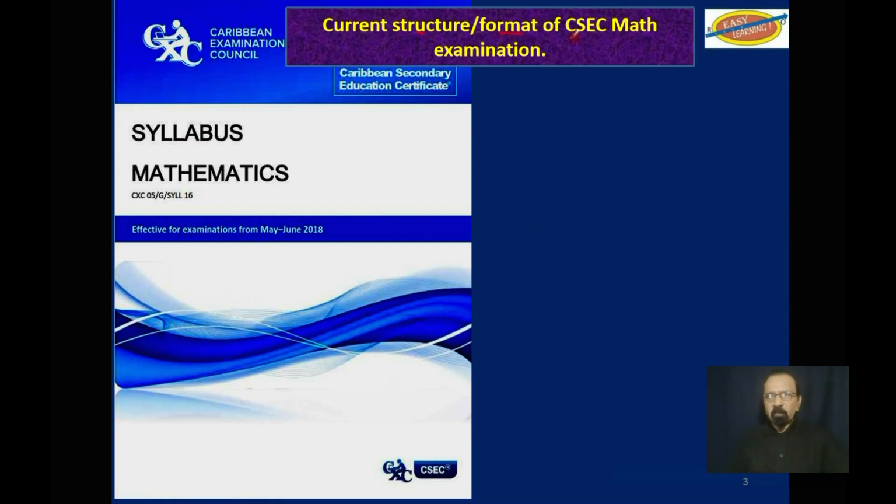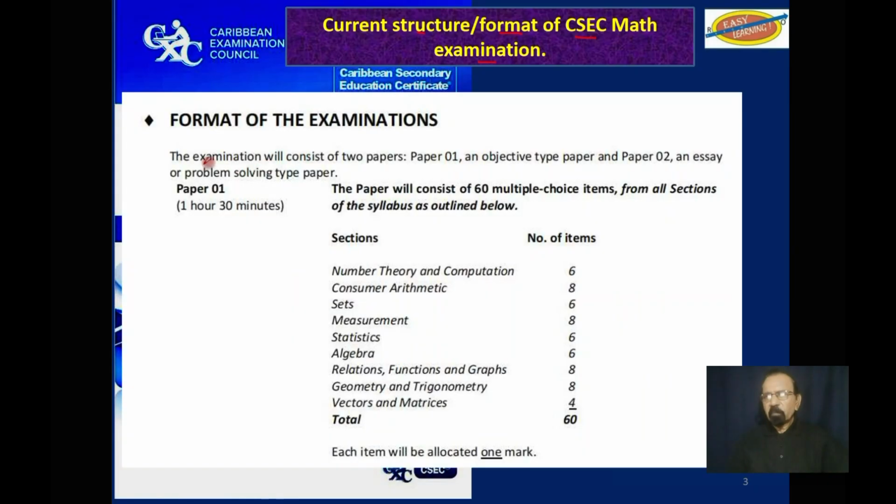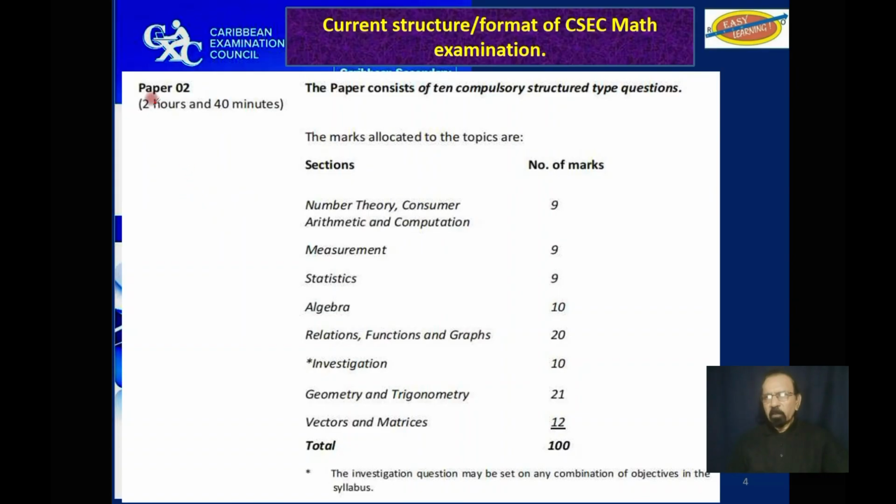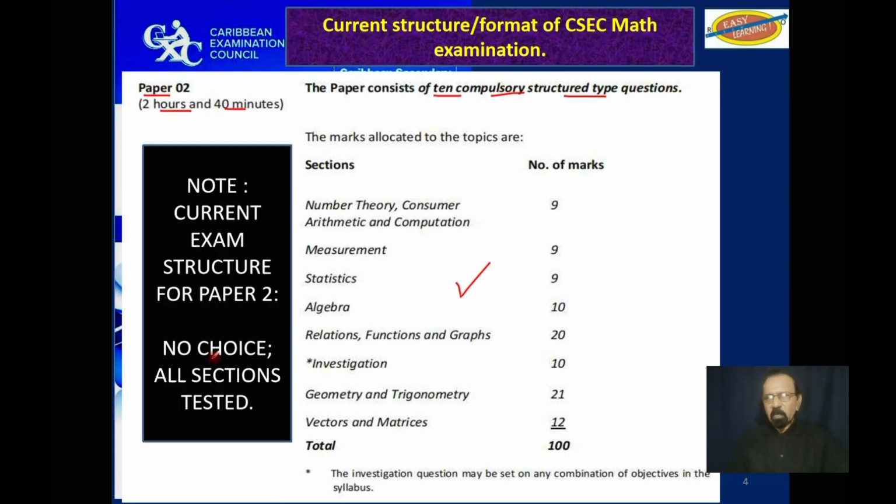Current structure and format of the CSEC math exam. There is a paper 1, which lasts for 1 hour 30 minutes, and it consists of 60 multiple choice questions from all sections of the syllabus as outlined below. There is also a paper 2, 2 hours and 40 minutes, and this paper consists of 10 compulsory structured type questions from all sections of the syllabus. No choice, all sections will be tested, as I just said, with compulsory questions.